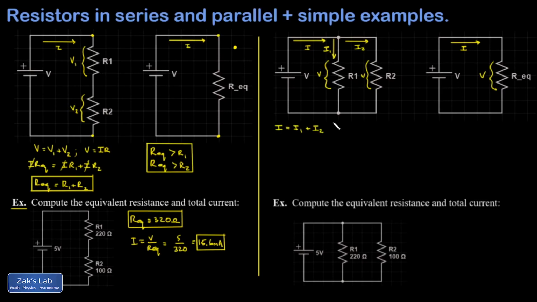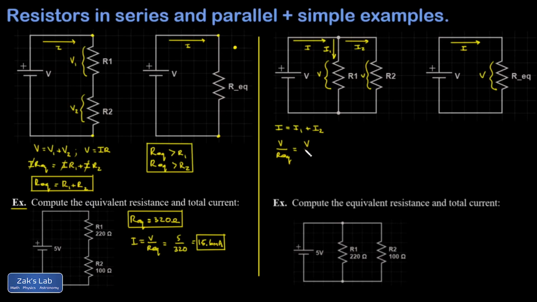Then I use Ohm's law, and I can say I equals V over R over each of these resistors. So looking at the equivalent resistance, I have I equals V over REQ. Again, that V is the same thing for all three of these resistors.